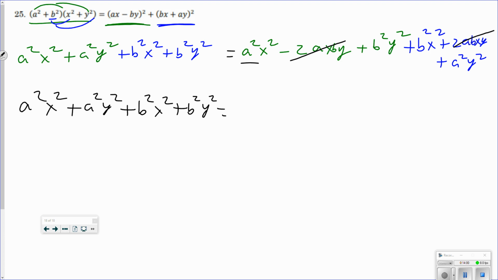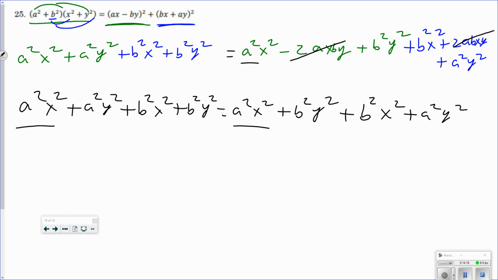And I'm left with a squared x squared plus b squared y squared plus b squared x squared plus a squared y squared. Like I said, I put it in a different order, but it's the same thing. A squared x squared, a squared y squared, b squared x squared, and b squared y squared all match on both sides. It's all the same. So that's what we can say, therefore it's true.